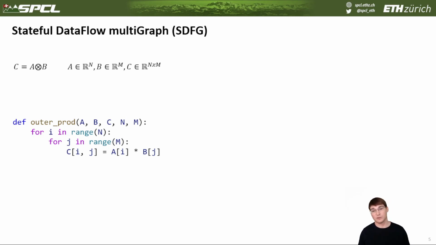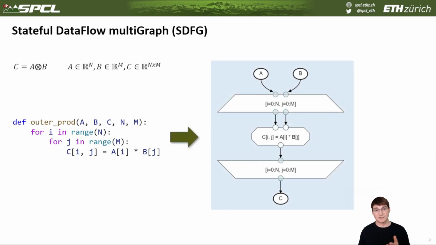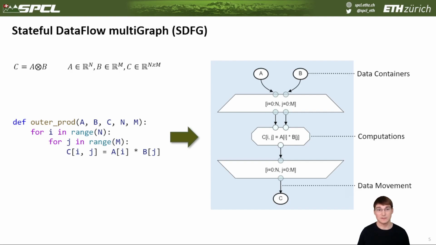And so if we look at a screenshot from our tool, this is the SDFG that is being generated from this program. The idea in this SDFG is that the graph nodes represent data containers, such as the vectors A and B or the matrix C, and they represent the computations, such as the multiplication in our case here. And then the directed edges that you can see that connect these data containers and computations represent data movement through the program. So they represent data moving from data containers to computations or from computations to data containers, etc.